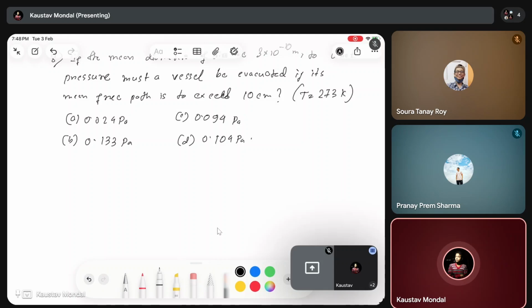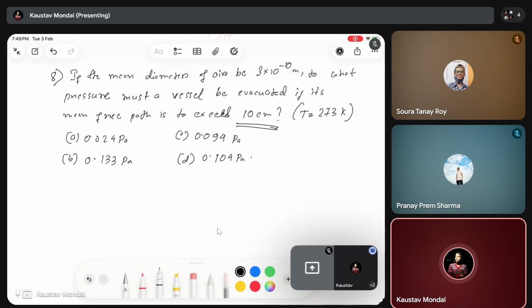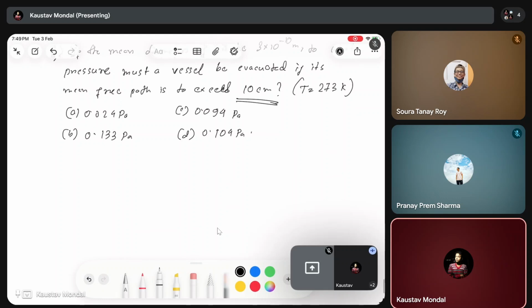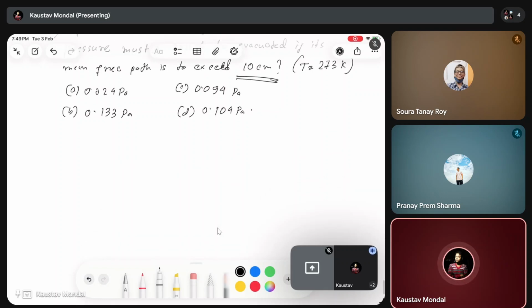Okay, so to get this kind of mean free path scale, we need to reduce the pressure of that vessel, right? So that the movement of the gas molecules becomes slower. In that case there would be less probability of collision, and the mean free path will increase, right? So for that reason, in the options the values of the pressures are very low. Okay, so the procedure is similar.